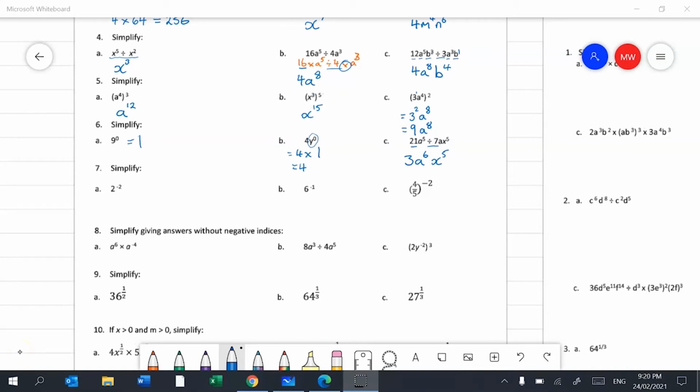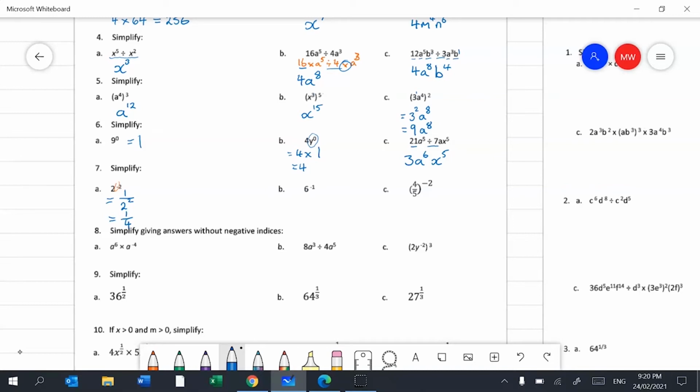Question 7's got negative indices, okay? Now, the little minus, just the little minus, means inverse. That means we've got to flip it upside down, okay? So this one becomes 1 over 2 squared. Notice how the indice became positive when we moved it down. And if we can solve it, we will. So we know that 2 squared is 4. So this is the same as a quarter.